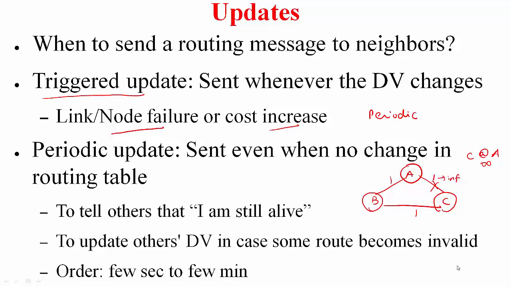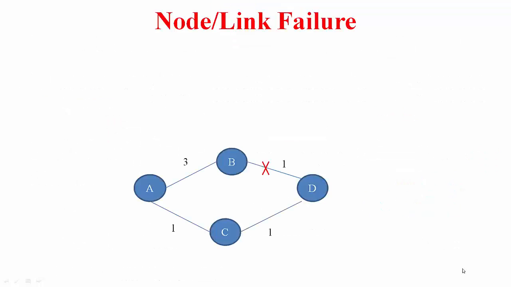Now if B kept quiet, how will A ever find an alternate path to C, which is this? Nothing really changed at B, so it is not going to generate a triggered update. Only via periodic update will A get to know about this alternate path. So such periodic updates are sent ranging from a few seconds to a few minutes. It's a configurable parameter.